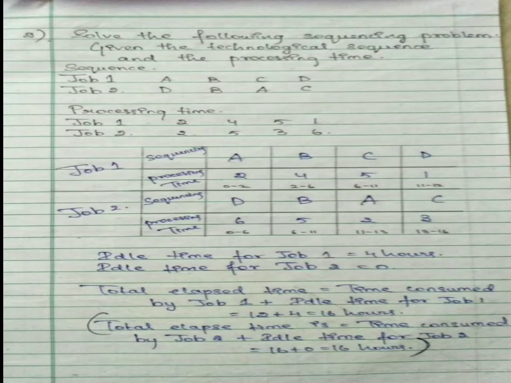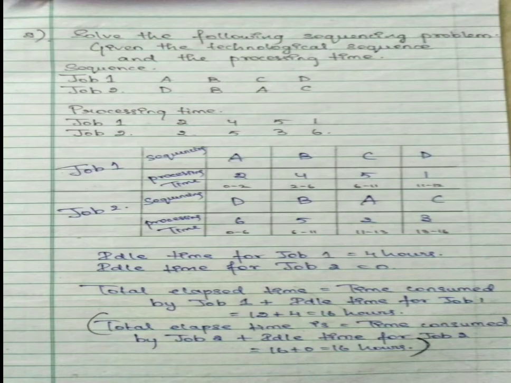So job 1 and job 2 sequence is given. Similarly, the processing time is also given. So similarly to problem 1, first you have to write the sequence A, B, C, D. For job 2 the sequencing will be D, B, A, C. So processing time will be given. You have to write for A, B, C, D no change for job 1, so you have to write it as it is: 2, 4, 5, 1.